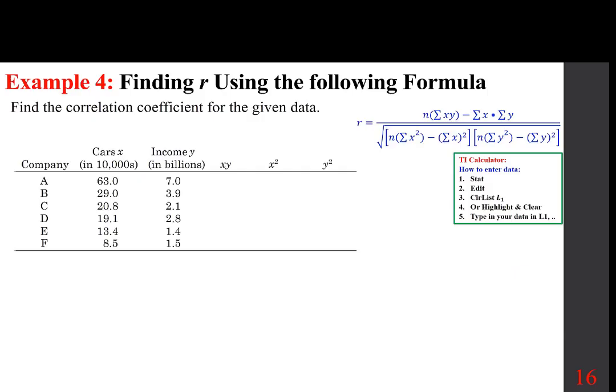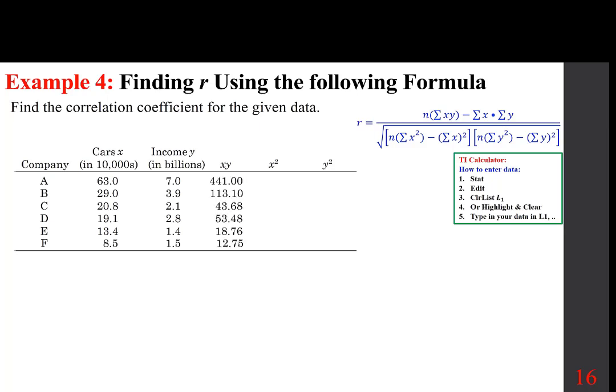Look at the next example, finding the correlation coefficient. Understand that we don't do that by hand. We do it with technology, but again, just to be exposed to the process, let's do that. If you look at the formula, you can see x times y and the summation of that. You need summation of x, summation of y, summation of x squared, summation of y squared.